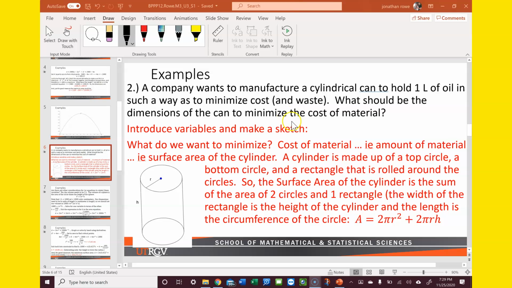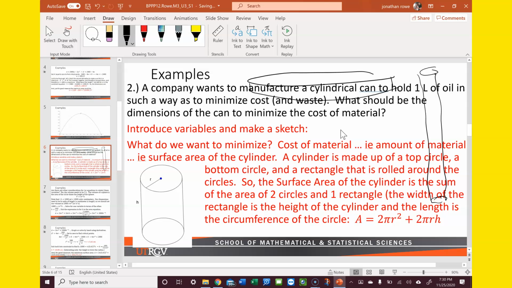What do I mean by small? What do I want to be small? I can't make the volume any smaller than the condition says, but there are lots of different ways to hold a liter. You can have a really wide and short cylinder, or you can have a really tall and skinny cylinder, or somewhere in between. And the question is, which one of those designs would minimize the cost? Another way to say that is, which one of those designs would use the least amount of material?